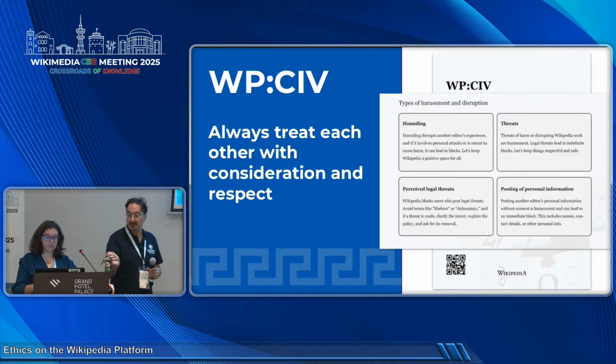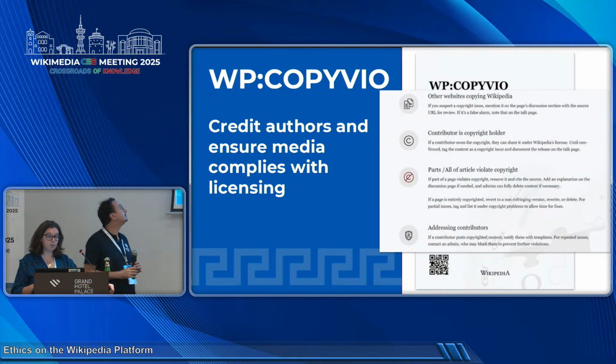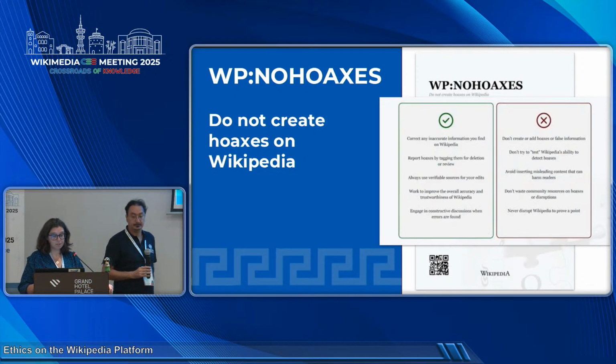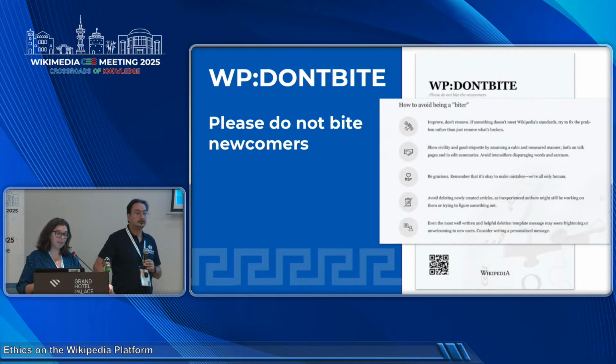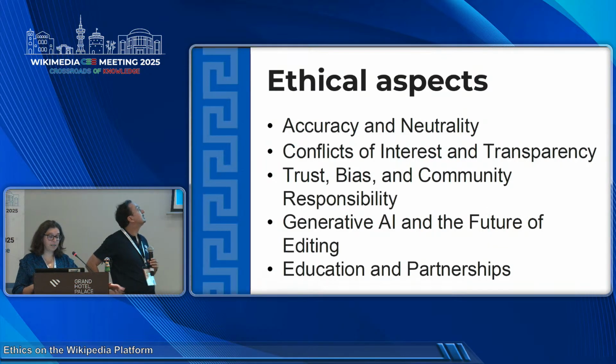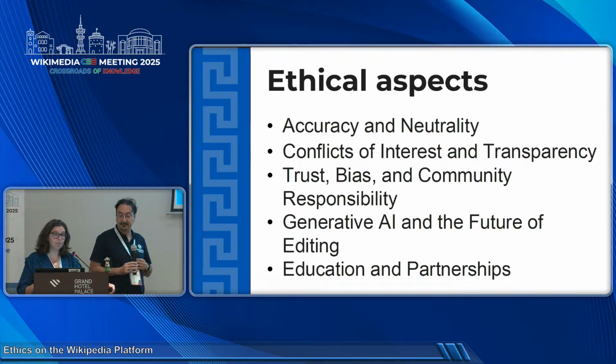Types of harassment and disruption, of course, we have to avoid. Credit authors and ensure media complies with the licensing. Do not create hoaxes on Wikipedia. Please do not bite the newcomers, as we already said, respect. And now we are coming to what we want to discuss today, some ethical aspects. We have just put five aspects, but of course we are open to anything else that you can come up with: accuracy and neutrality, conflicts of interest and transparency, trust, bias and community responsibility, generative AI and the future of editing, and of course education and partnerships that we can have.